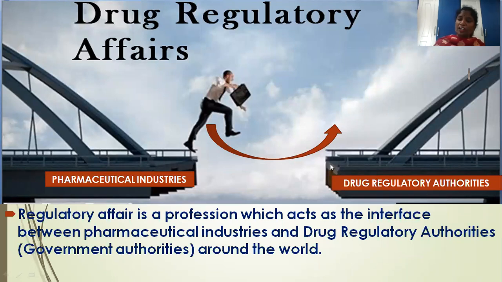It will help the regulatory authorities deal with the guidelines. Regulatory guidelines means controlling manufacturing companies, and how to follow the guidelines regarding safety, quality and efficacy. These guidelines are provided by the regulatory authorities, and how to maintain them is handled by the regulatory affairs profession. It acts as a bridge between pharmaceutical industries and drug regulatory authorities.